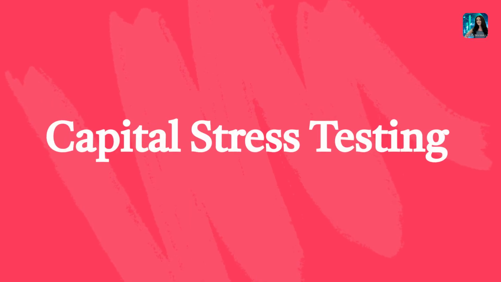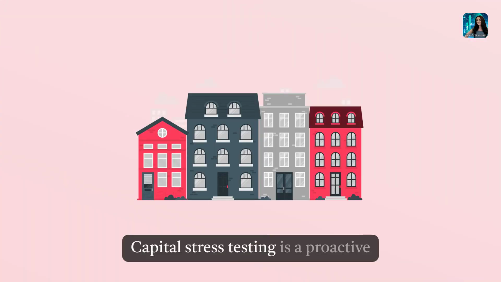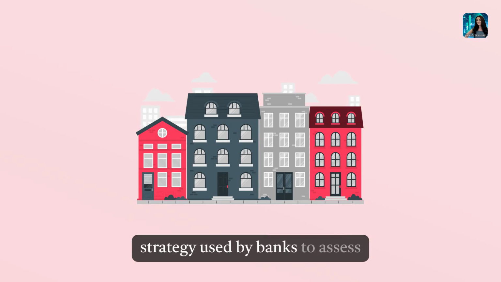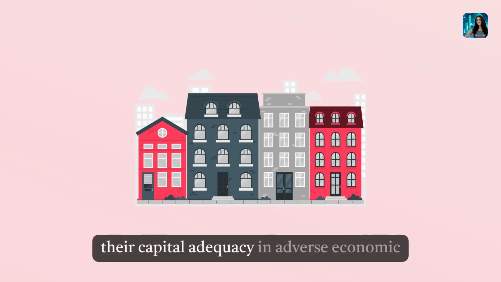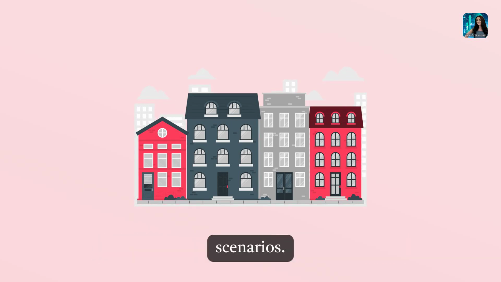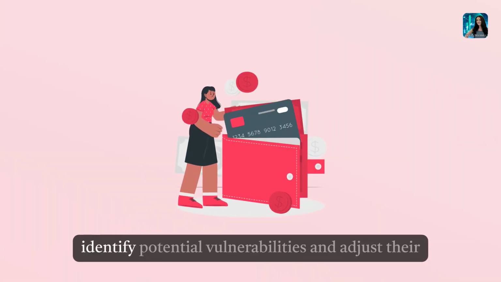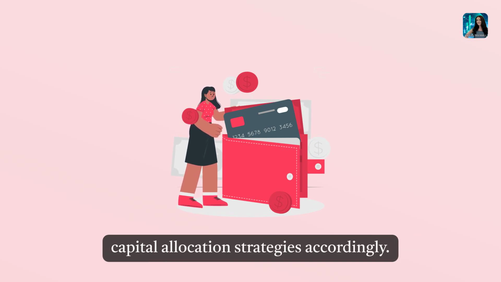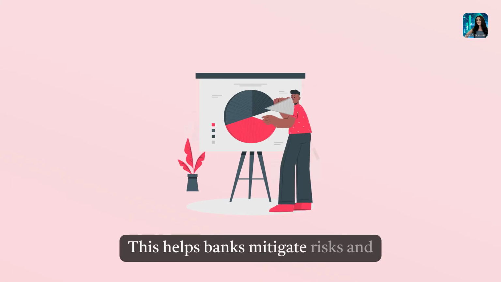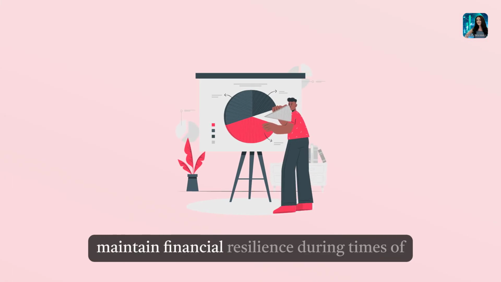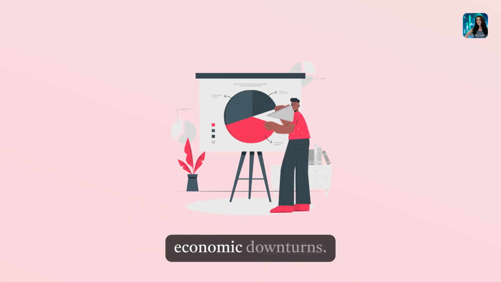Capital stress testing. Capital stress testing is a proactive strategy used by banks to assess their capital adequacy in adverse economic scenarios. By simulating extreme conditions, banks can identify potential vulnerabilities and adjust their capital allocation strategies accordingly. This helps banks mitigate risks and maintain financial resilience during times of economic downturns.